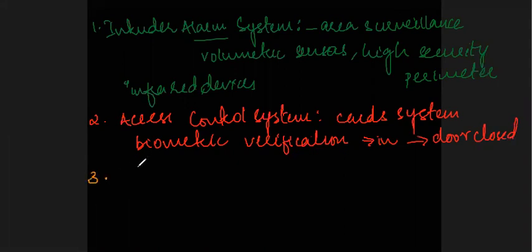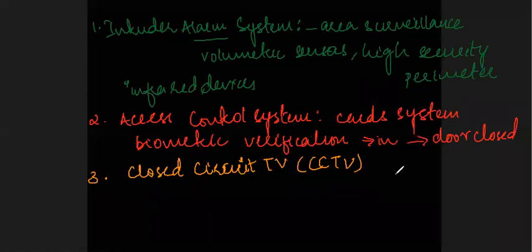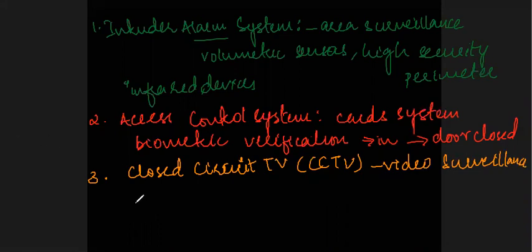Then the third one is closed circuit television, which is also CCTV. This CCTV system is used for video surveillance. These video surveillance cameras can have 360-degree surveillance. You do not need to have different cameras facing different directions. One camera can cover the entire 360 degrees.